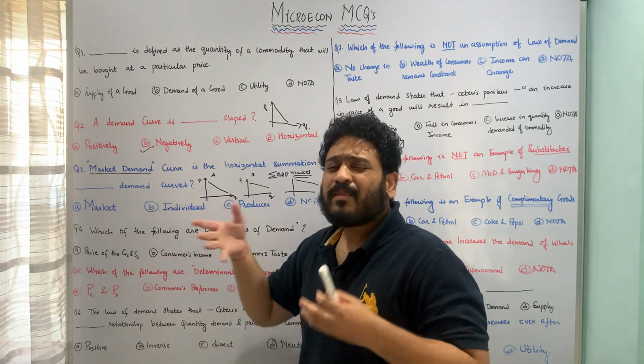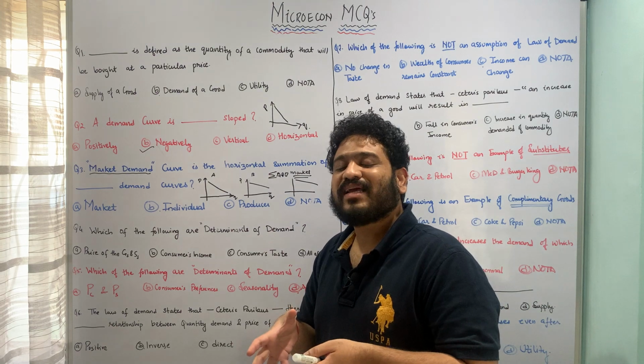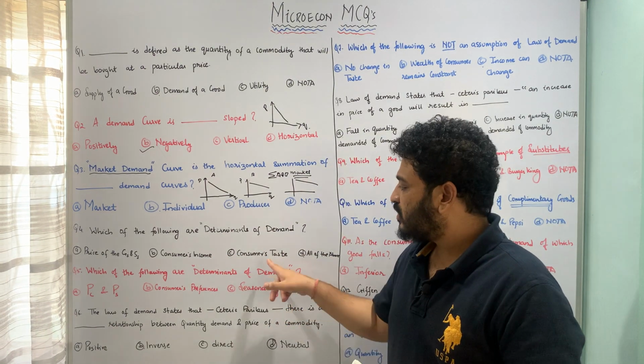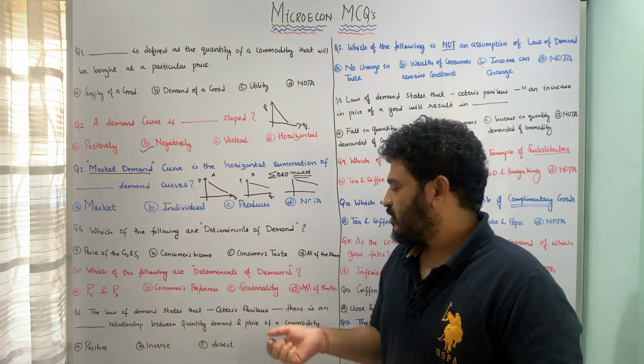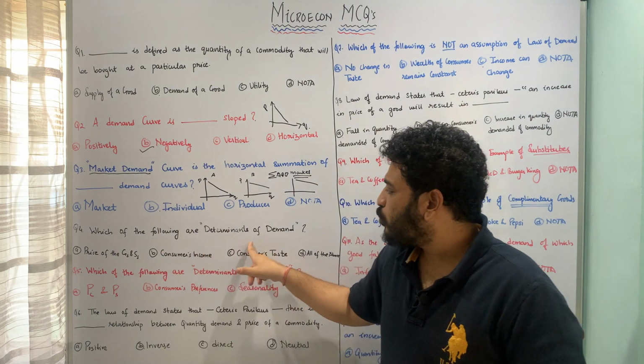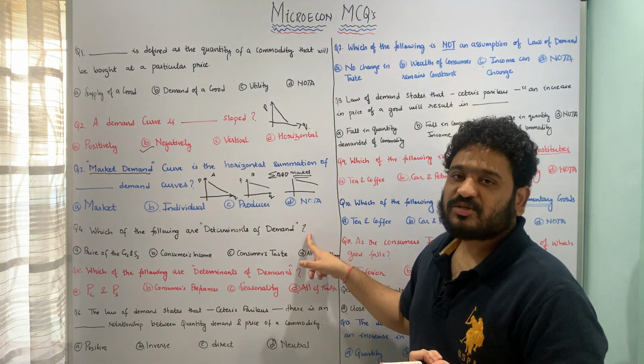The first is price of goods and services, the price of the good which you are taking into account. Second is the consumer's income. The third is consumer's taste. And fourth is all of the above. So these are all in a sense influencing a consumer's demand, and therefore they are all determinants of demand.